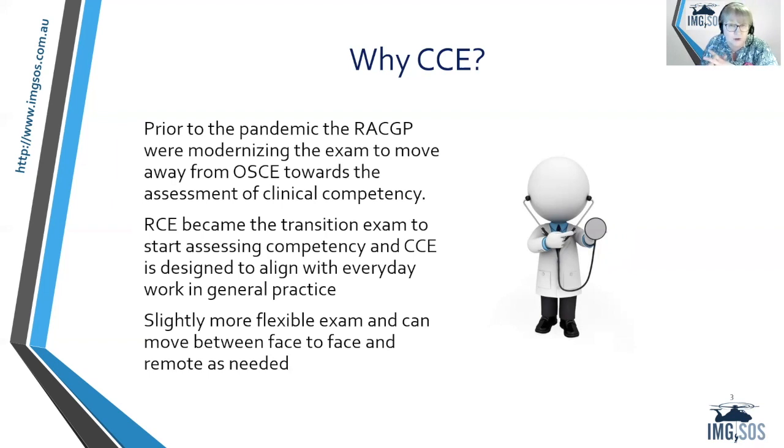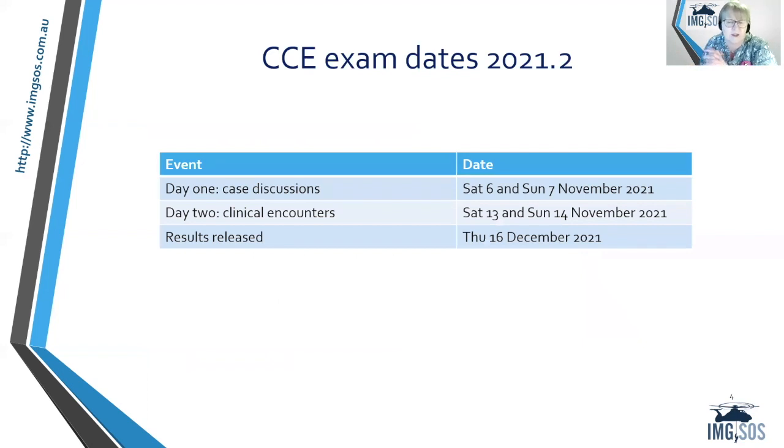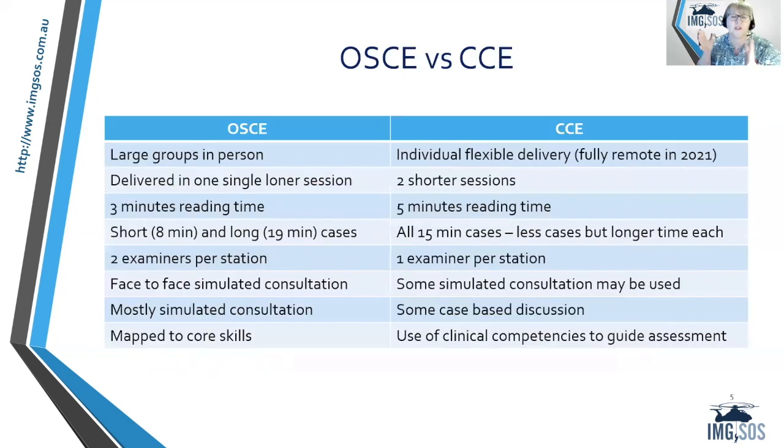It is slightly more flexible and it can move between face-to-face and remote as needed. The sitting that's coming up in November will all be remote, obviously, because of the pandemic. But in the future, some components can be remote, some components can be face-to-face as needed. So the exam dates for 2021.2 are Saturday the 6th and Sunday the 7th and the 13th and 14th. So our students will have one day on the first weekend and one day on the second weekend, with results coming out in December. If you're watching this in 2022, obviously the dates will be different and they're available on the RACGP website. So what's different?